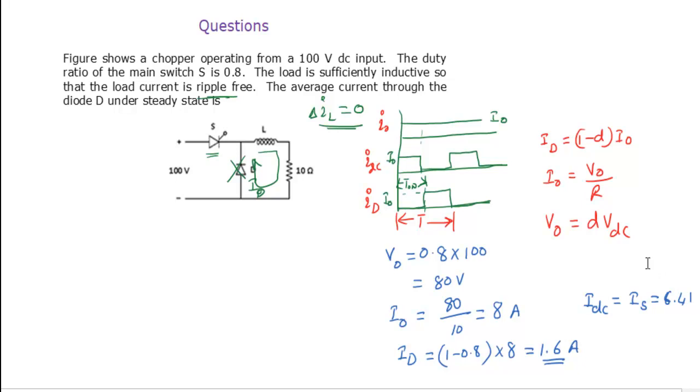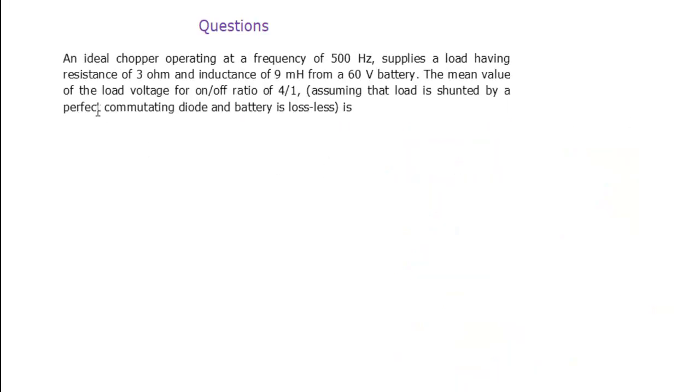Okay, moving on to the next question. An ideal chopper operating at a frequency of 500 Hz supplies a load having resistance of 3 ohm and inductance of 9 millihenry from a 60 volts battery. The mean value of the load voltage for on-off ratio 4:1, assuming that the load is shunted by a perfect commutating diode and the battery is lossless. So simple thing, it is an RLE load and it is an ideal chopper. Remember, nothing is specified about the chopper, it is a step down chopper. So that's what we need to remember.